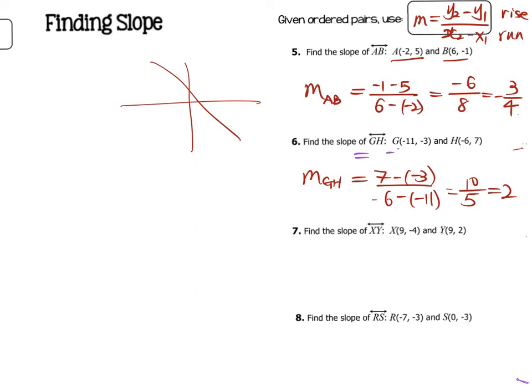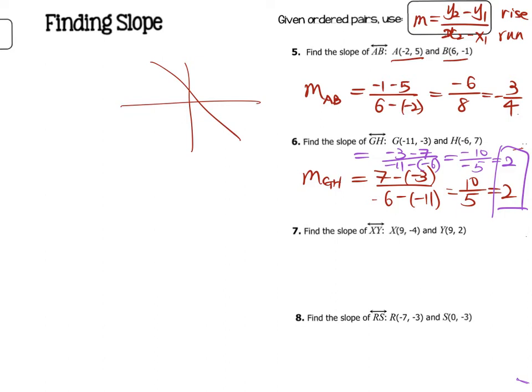So this time I'm going to do -3 minus 7 divided by -11 minus -6. I still have -10 over -5, and I still have +2. So my final answer is exactly the same, but it doesn't matter which one you designate as x1, y1, as long as you're consistent.